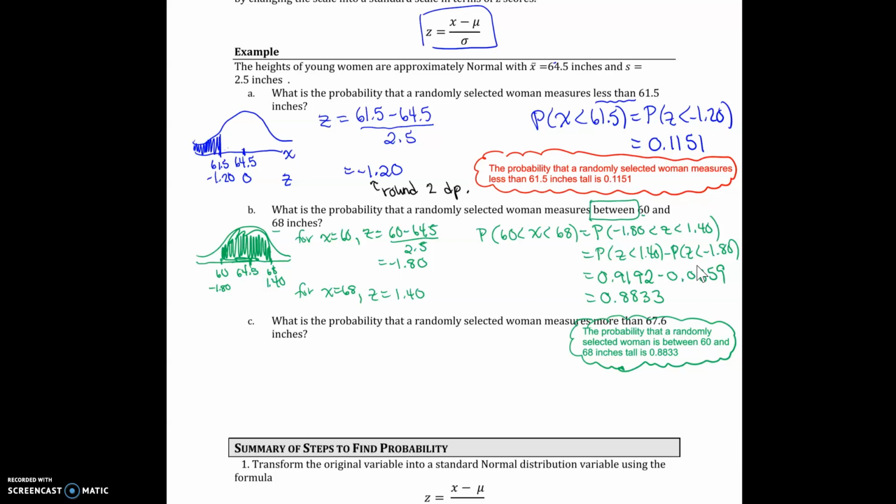Okay, so what's the probability that a randomly selected woman measures more than 67.6 inches tall? Again, paying attention, this is a greater than question. When we draw our curve, we always put the mean in the center, and then we can label the value we're interested in calculating probabilities based off of, either to the left or right, depending on if it's higher or lower than the mean. In this case, we're figuring out the probability that we're more than 67.6, so I'm shading the area to the right of 67.6.